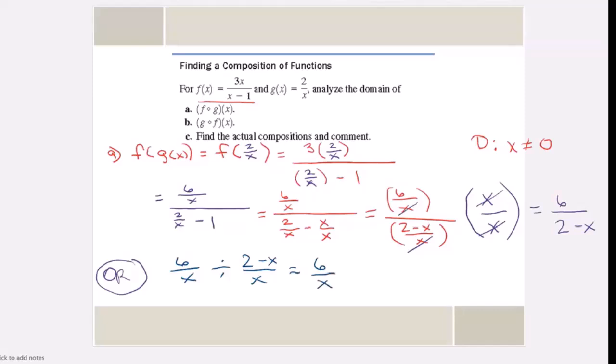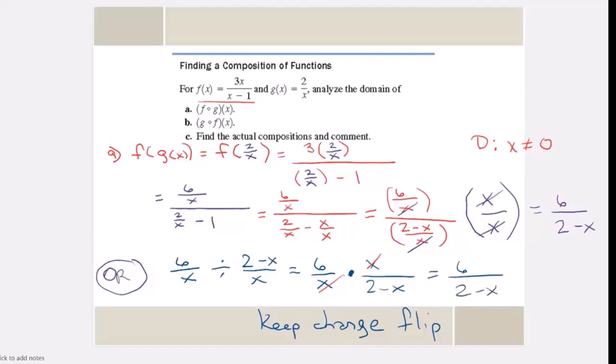This is the keep. Change division to multiplication. Flip. Keep, change, flip. So flip the second fraction, x over 2 minus x. Again, the x's cancel, and I end up with 6 over 2 minus x. Okay? So that is A.